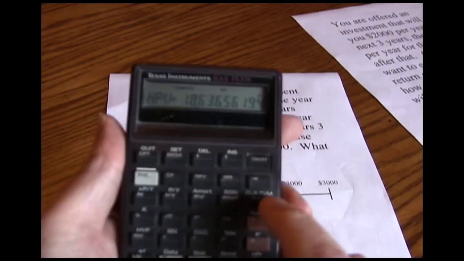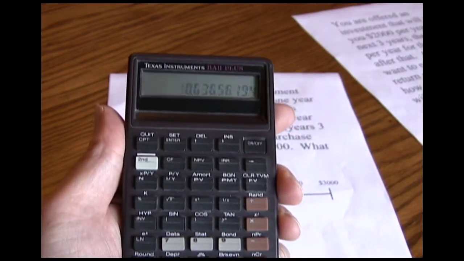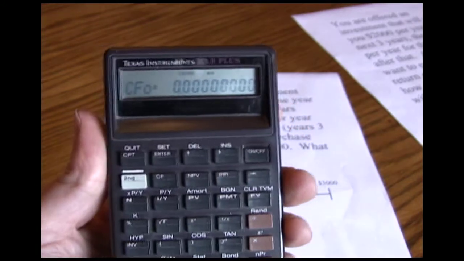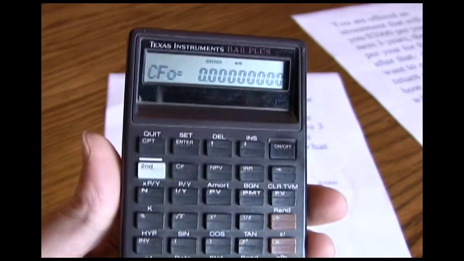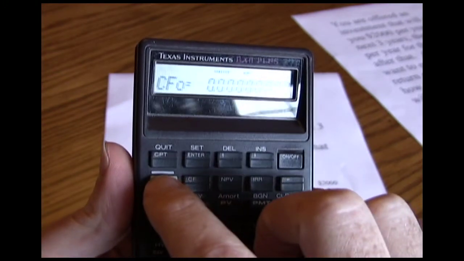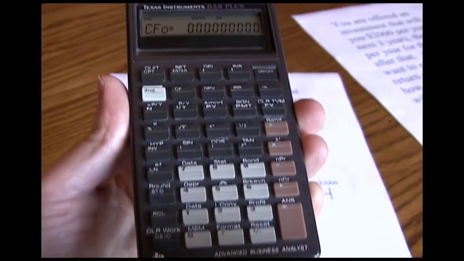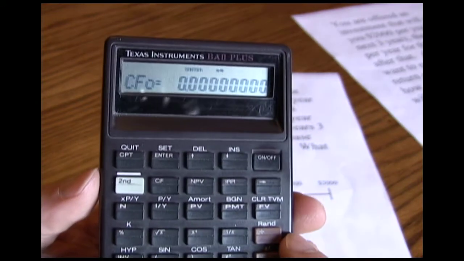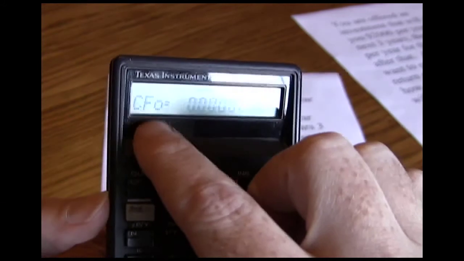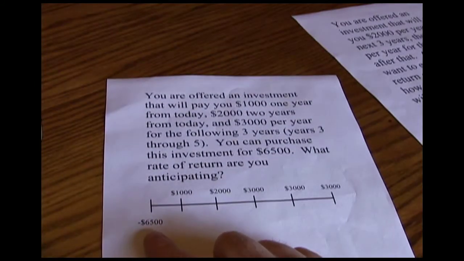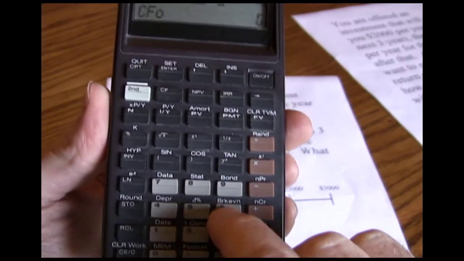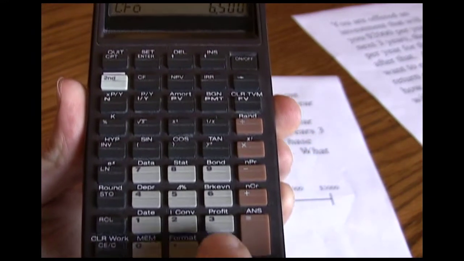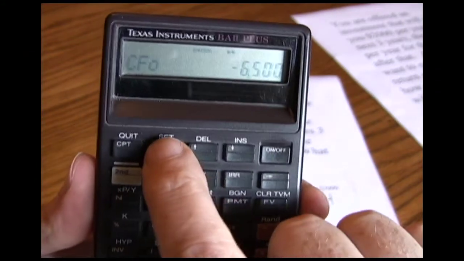So now we want to put that into our calculator. Again, we start by going to the cash flow worksheet so we can enter that cash flow stream. Again, as soon as you do that, we need to clear the worksheet out. So second, clear work. That gets the previous problem out of our worksheet and allows us to enter the new cash flows. We start with CF0, which was our $6,500 investment. $6,500. Remember, use the plus minus key to make that negative since we're spending that money.